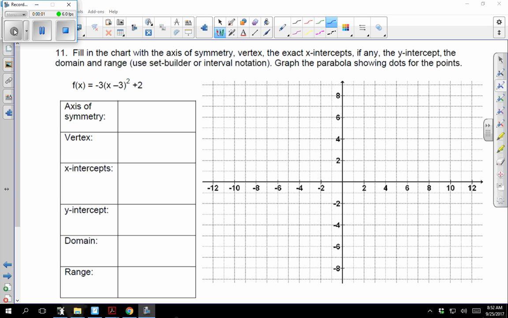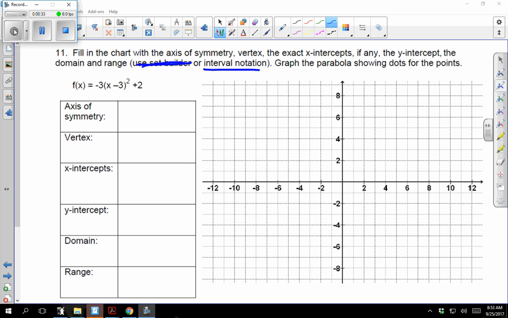Okay, so fill in the chart with the axis of symmetry. Remember, the axis of symmetry is an equation: x equals something. The vertex, the exact x-intercepts, if any, the y-intercept, the domain, the range. We're going to use interval notation, not set builder notation. And then graph the parabola showing dots.